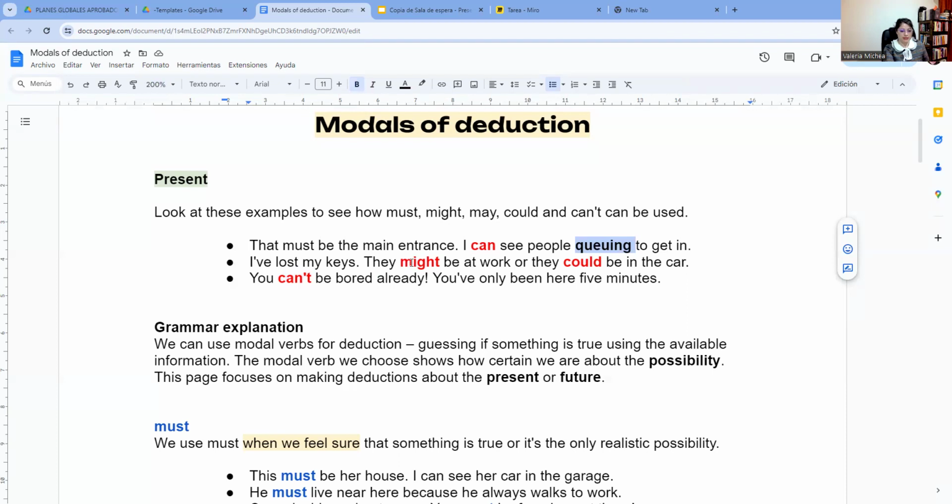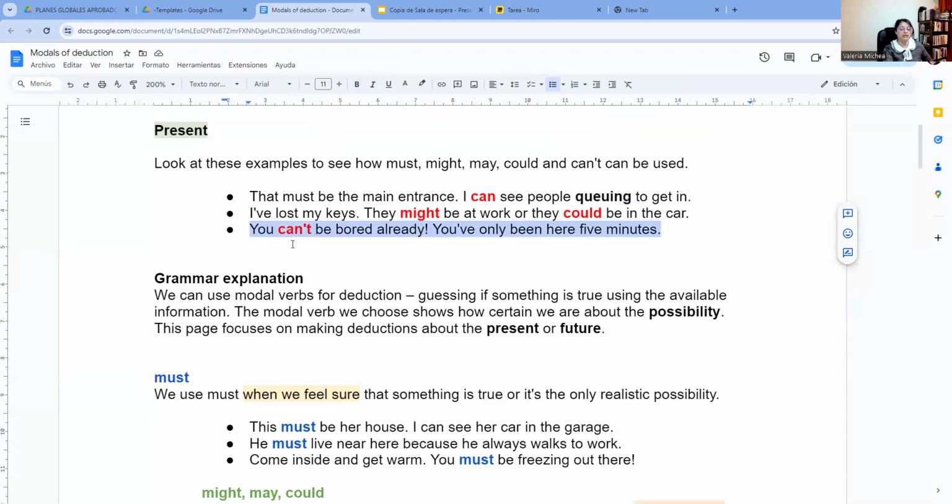I've lost my keys. My keys, they might be at work or they could be in the car. Right? So here we are using might and could in the same sentence. And finally, we have: you can't be bored already. You've only been here 5 minutes, right? So we are using the different modals in different situations. Now let's have a look at the grammar explanation.